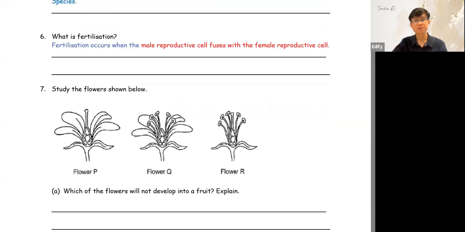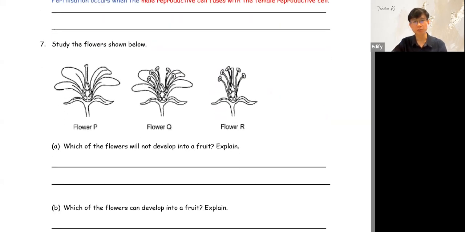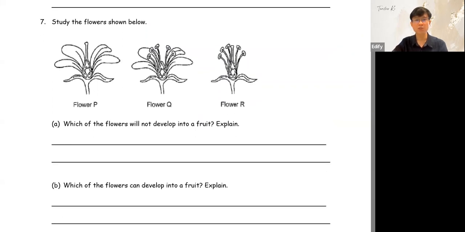Number 7, study the flowers shown below. Which of the flowers will not develop into a fruit? Explain why. So remember, for a flower to develop into a fruit, two processes must take place, right?